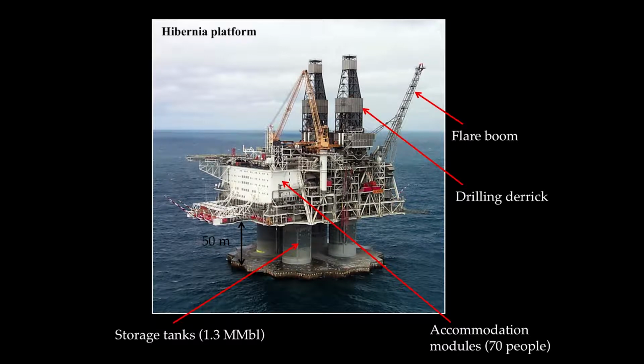The platform can store up to 1.3 million barrels of oil. In total, Hibernia weighs 1.2 million tons. However, the platform is still vulnerable to the crushing weight and strength of icebergs. Its serrated and sharp edges can withstand the impact of sea ice or icebergs.